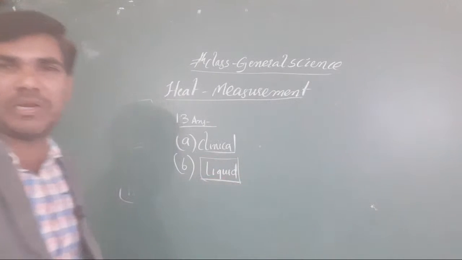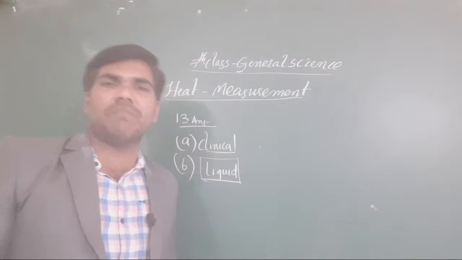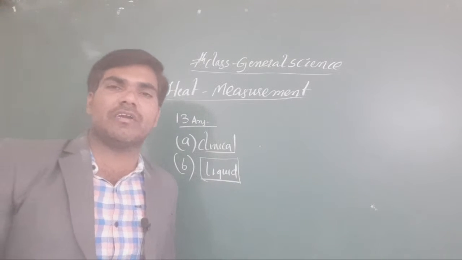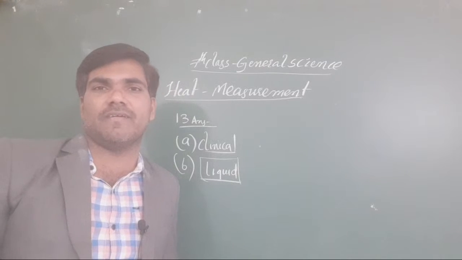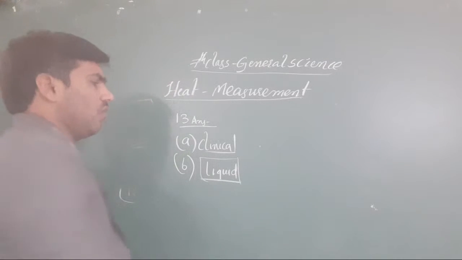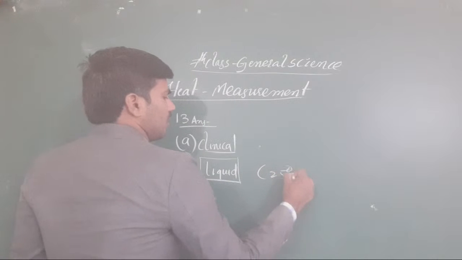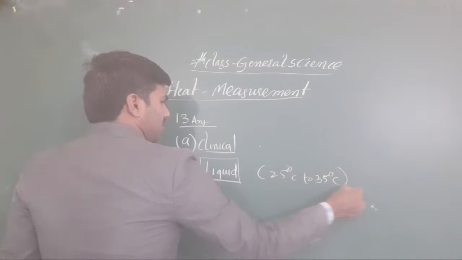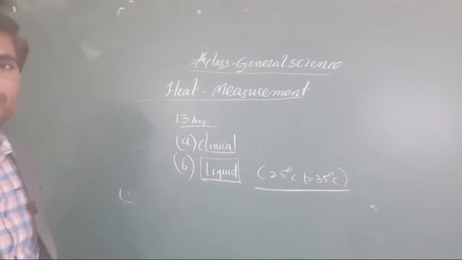What is the room temperature? It will be taken as 25 degrees centigrade to 37 degrees centigrade. That is what is called room temperature. 25 degrees centigrade to 35 degrees centigrade is generally taken as room temperature.